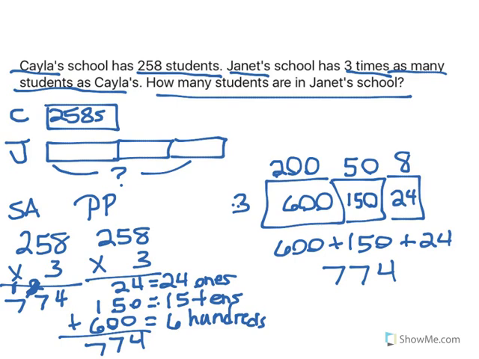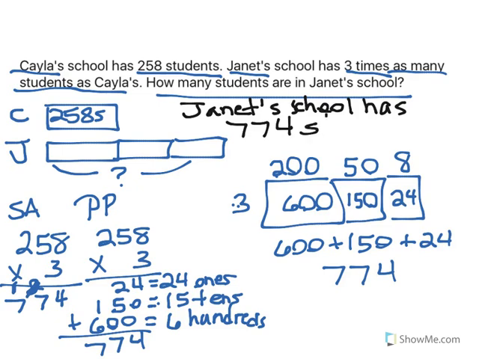And I need to write this in a sentence. So I know that Janet's school has 774 students.